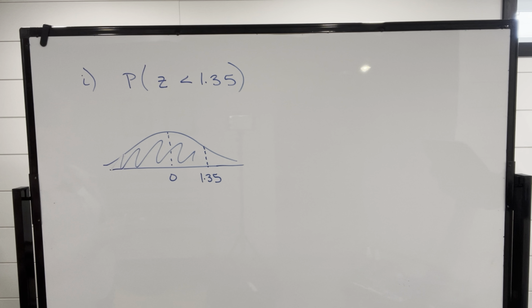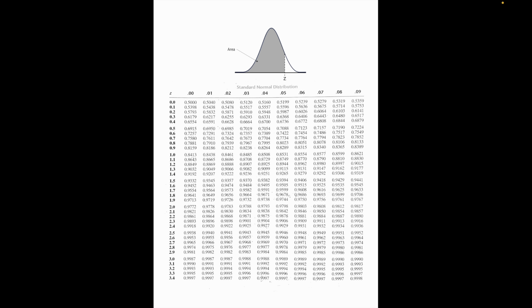Now let's go to the table. This is the table that we're going to use with a Z score of 1.35. If you notice on the left, the Z scores run from 0.0 to 3.4. They're all positive. And if you look at the diagram, the shaded area shows you that we're finding the area to the left of the Z score.